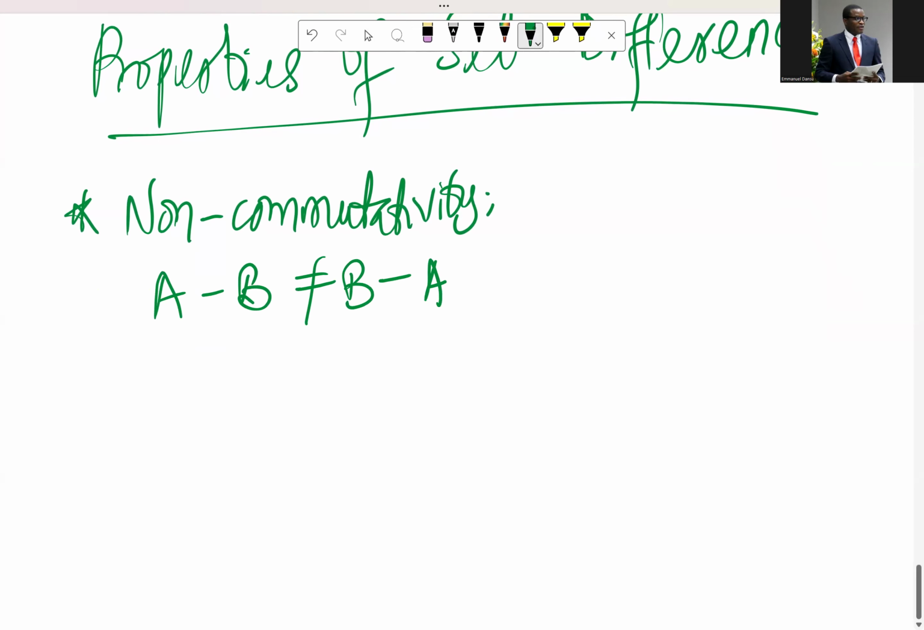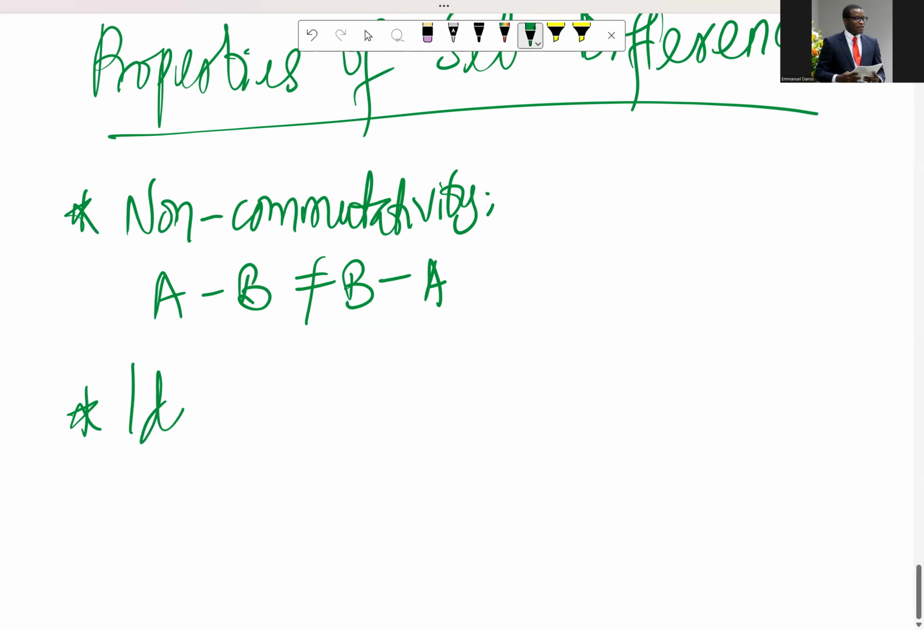An operation is commutative if, for instance, addition is commutative because 2 plus 3 is 5 and 3 plus 2 is 5. Multiplication is commutative because 3 times 2 is 6 and 2 times 3 is 6. But division is not, because 2 over 3 is 0.67, while 3 over 2 is 1.5. So that's not commutative. So set difference is not commutative.